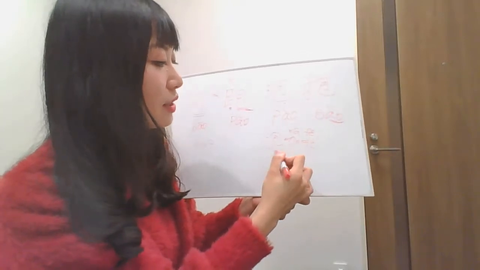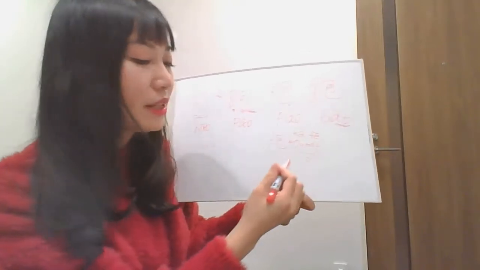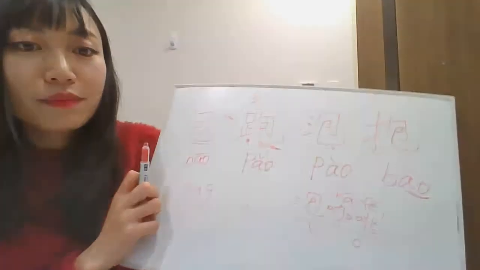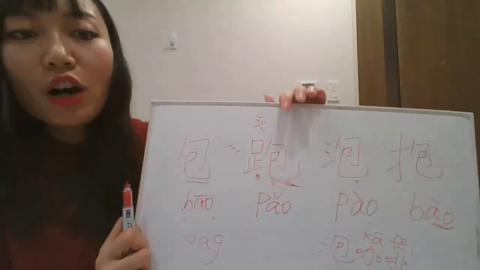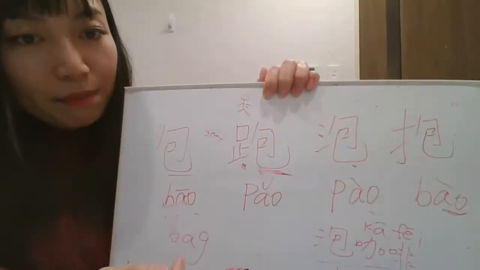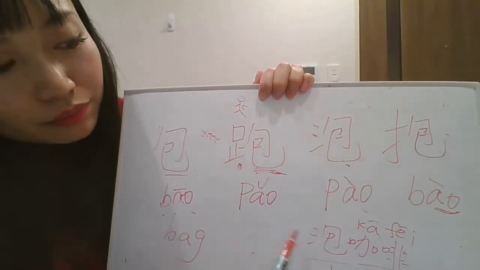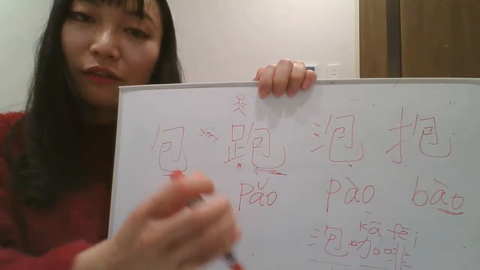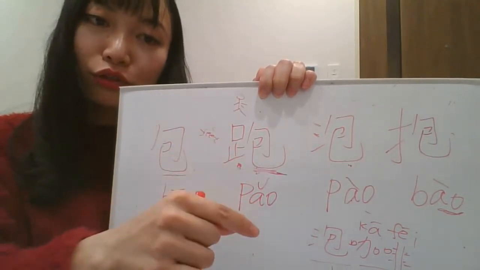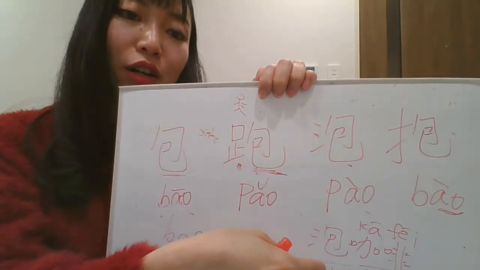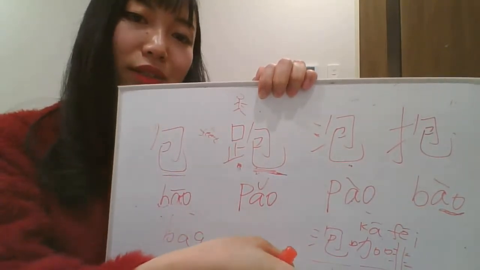So 泡 is the verb. 咖啡 is the noun. Basically in Chinese, we put the verb before the noun. So we can say 泡咖啡 here. So we can say 泡咖啡. So how do we make the coffee? Basically, we put the hot water into the coffee, right? So 泡 means to put the hot water into something, to make something.